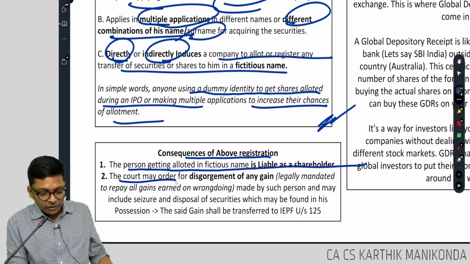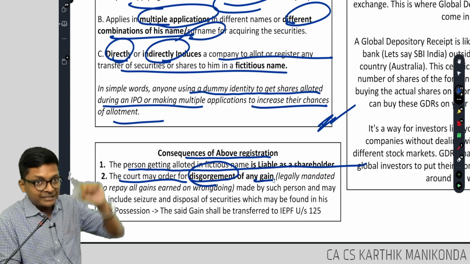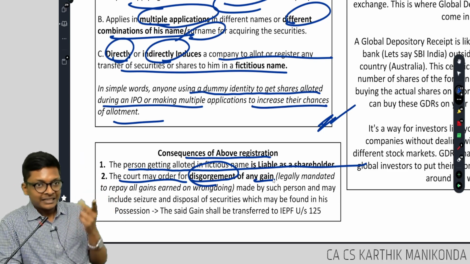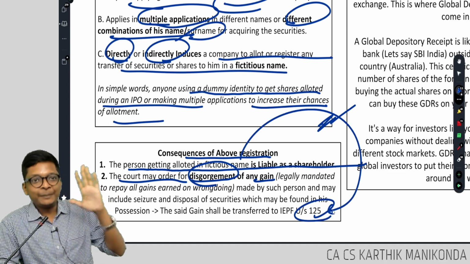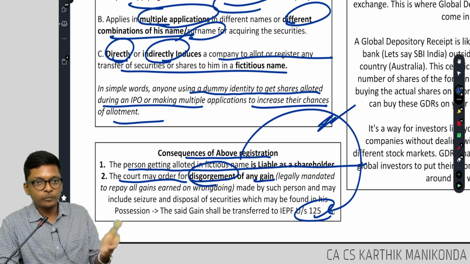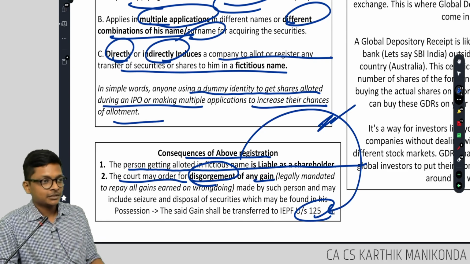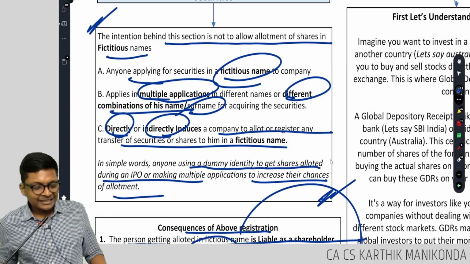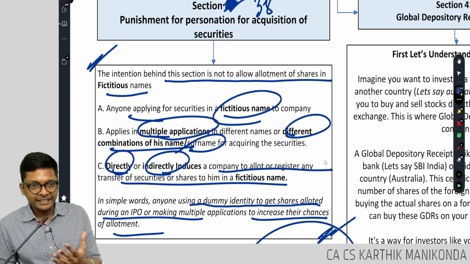Consequence of the above: the person getting allotted in a fictitious name is liable as a shareholder. The court may order disgorgement of any gain. What is disgorgement? We saw in section 125. The court will cancel your shares. You don't deserve it. The money you gave will be transferred to the section 125 IEPF. What will you do? Go home. Are you following, guys? Imprisonment is not that, be happy. Otherwise, you can't go home also. Practically, this is not possible today, guys, because of technological change.